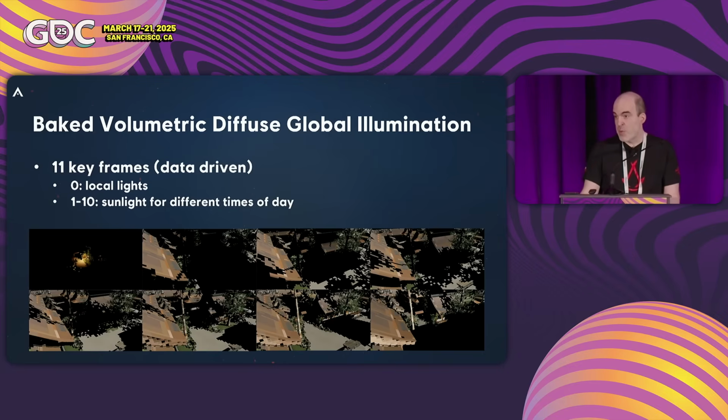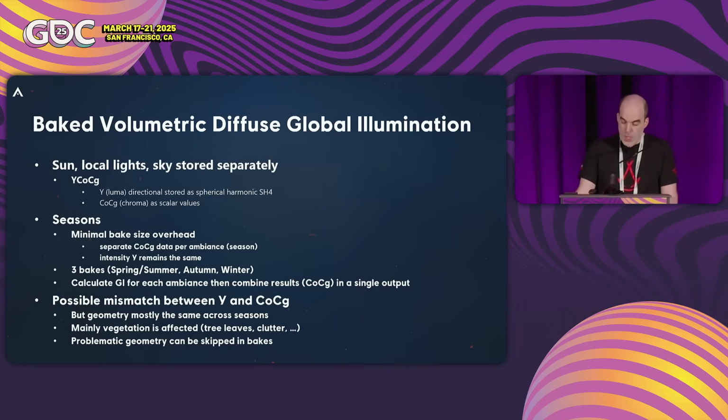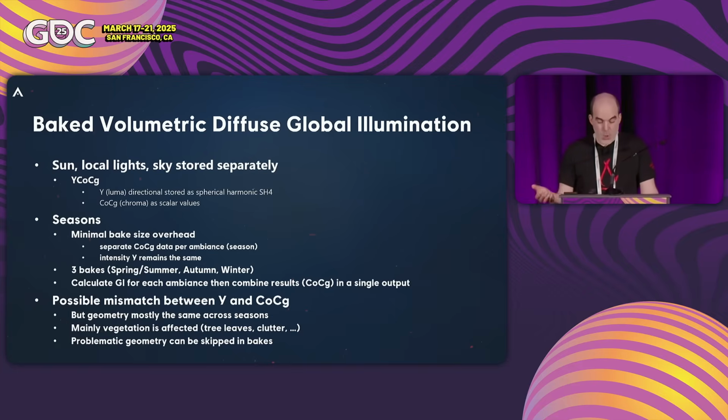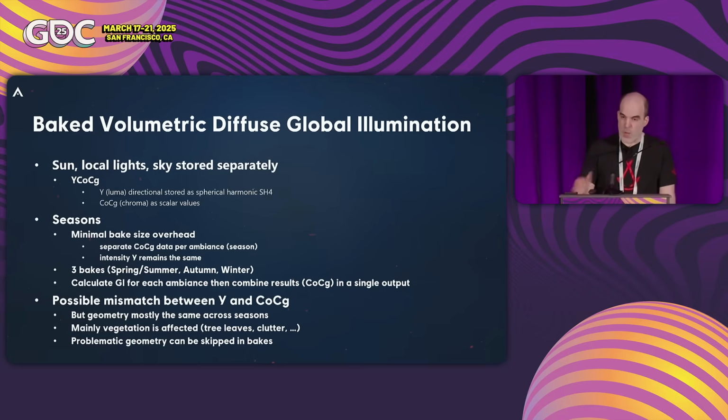So to support time of day, we store 11 keyframes, 1 for local lights and 10 for different positions of the sun. As I said, it's fully data-driven, so you could imagine you have more for your needs. We store the sun, local lights, and sky separately in a YCoCg format. The luma value, the Y value, is directional and stored as spherical harmonics, while the chroma values are scalar.